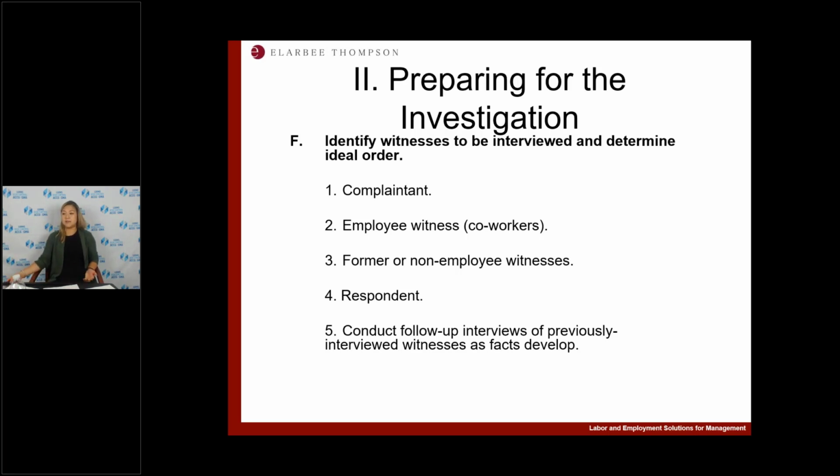And of course, you always have the ability to follow up on interviews. So if the complainant said one thing and an employee witness says, well, I don't quite remember it that way, you can go back to the complainant and follow up, flesh it out, see if there's something you missed, see if there's something you misunderstood, and that always helps. Never be afraid to go back to re-interview or question an interviewee.